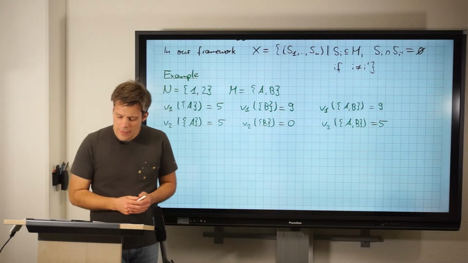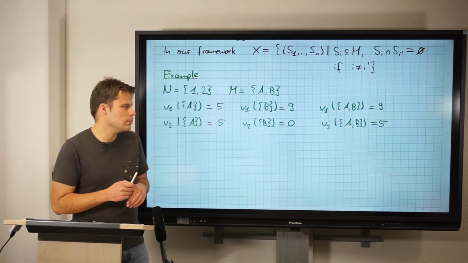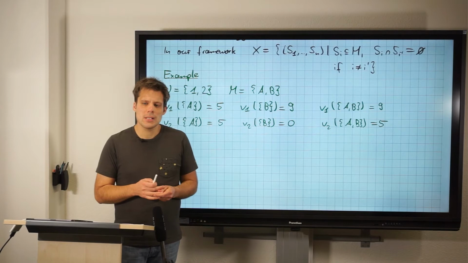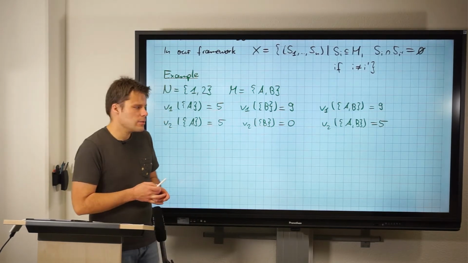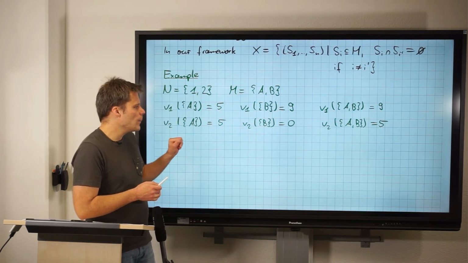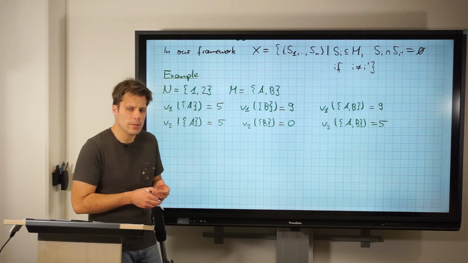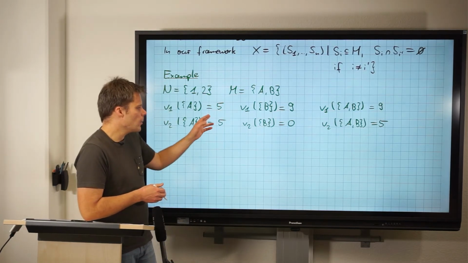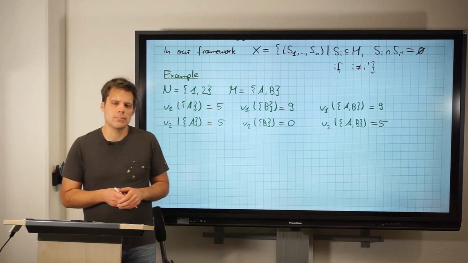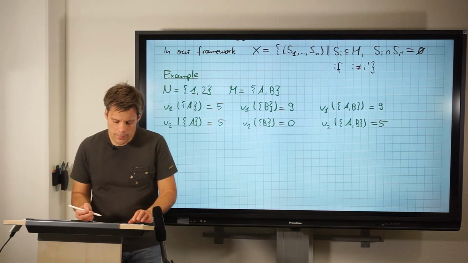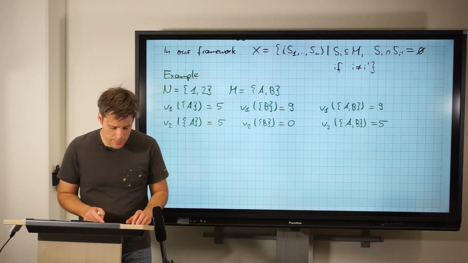Bidder 2 now has a value of 5 for item A, but no value for item B. And for both items together, he still has a value of 5. So what you see here is that this cannot be described by just a single number. We have one value for item A and one value for item B. And so this is not a single parameter problem.